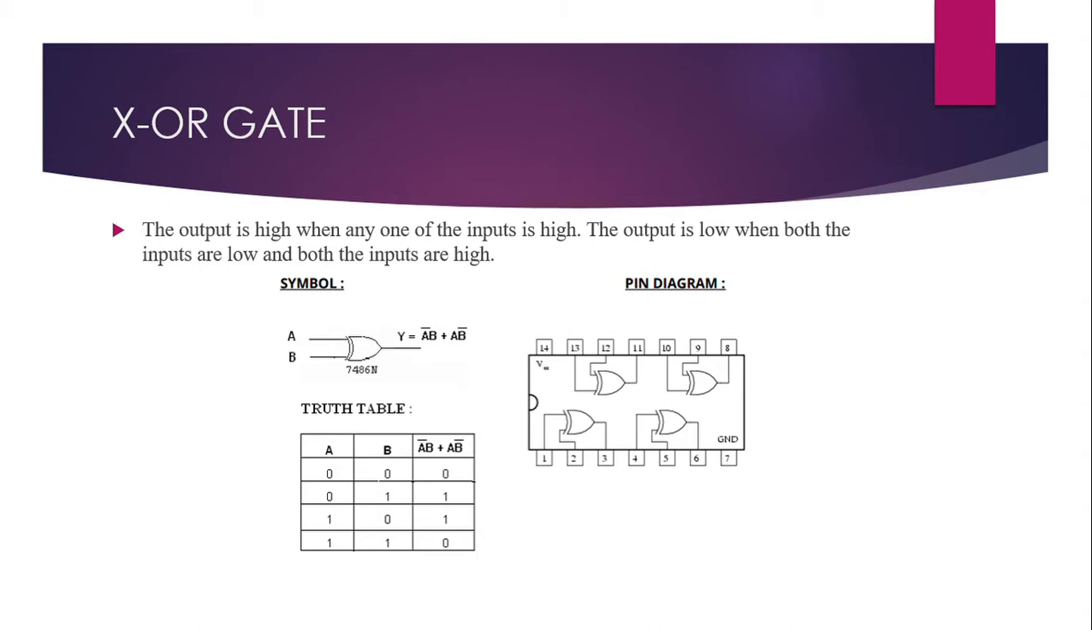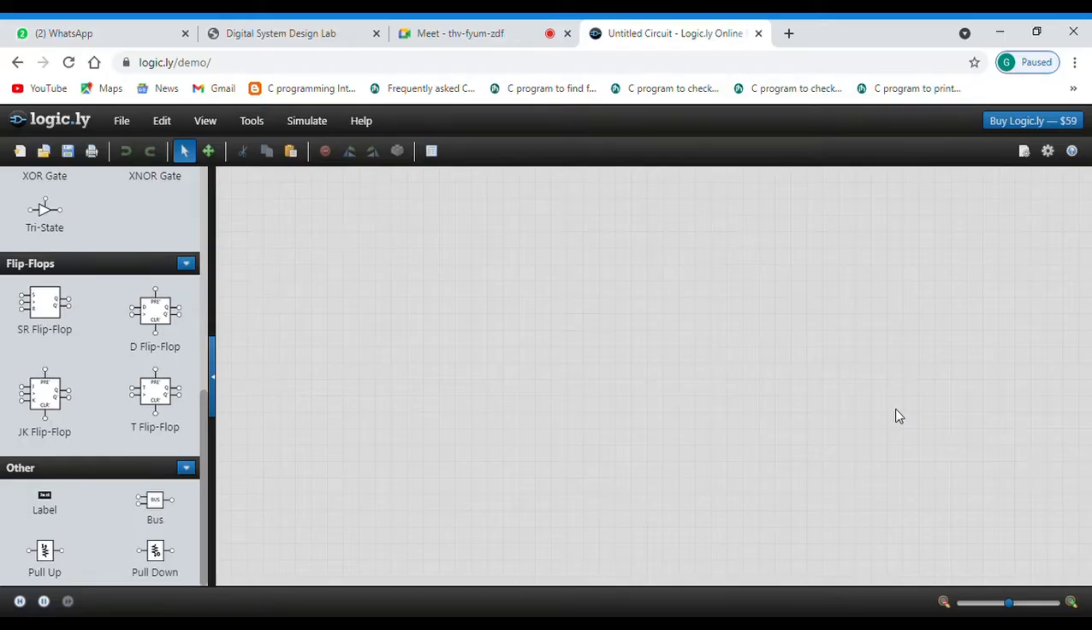XOR gate, the output is high when any one of the inputs is high. The output is low when both the inputs are low and both the inputs are high. This is the symbol and truth table for XOR gate. Now we'll see about XOR gate.